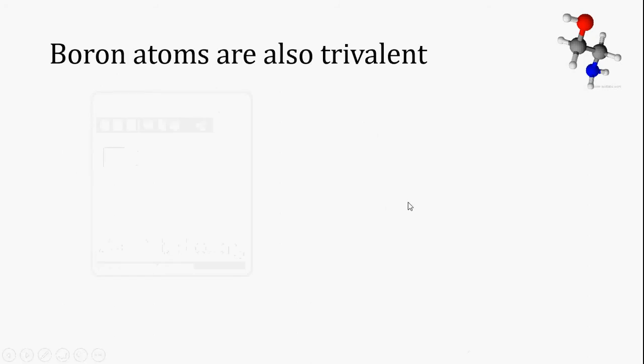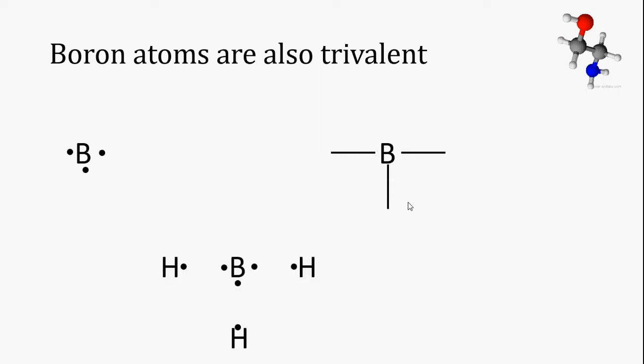Boron atoms are also trivalent. Boron has 3 electrons in its valence shell, and each of those 3 electrons appear unpaired in its Lewis symbol. Boron can use each of those 3 electrons to form a covalent bond. One molecule that has 3 covalent bonds to boron is borane, BH3. Borane is a little bit of an anomaly because the boron only has 6 electrons around it. You might remember from general chemistry that boron is allowed to break the octet rule.